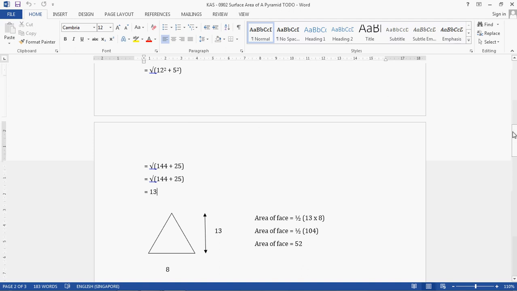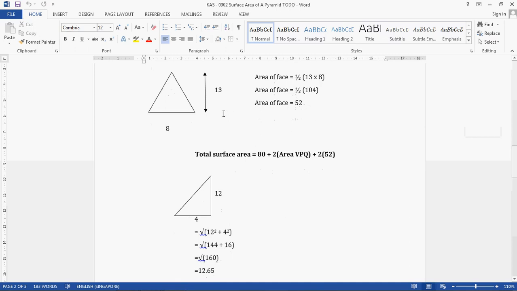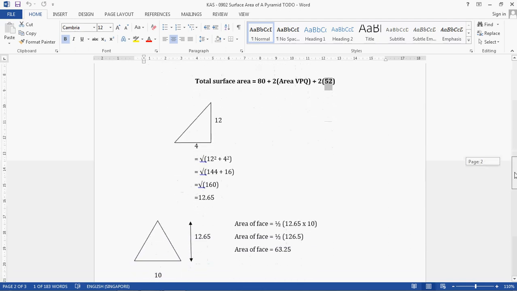So now I know the height of the face is actually 13 and the base is actually 8. So the area of a triangle is half of the height times the base. So I can solve this, multiply it, and halve it, I get 52. So I got one of the parts, which is 52. But I have the other face. So do the same process again, slowly, carefully, and don't make any silly mistake.